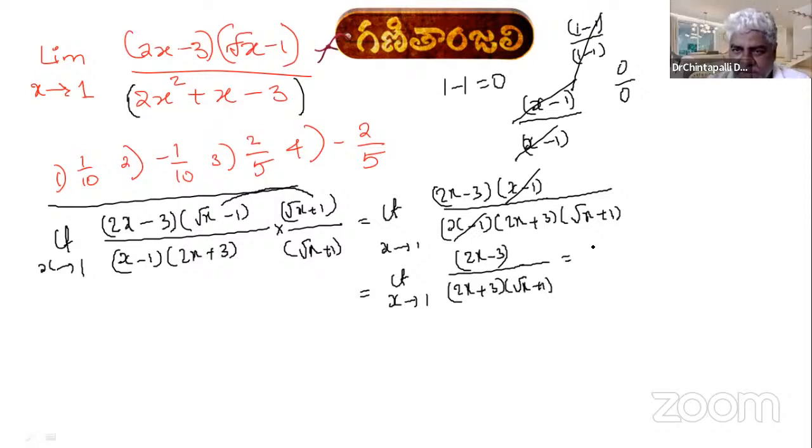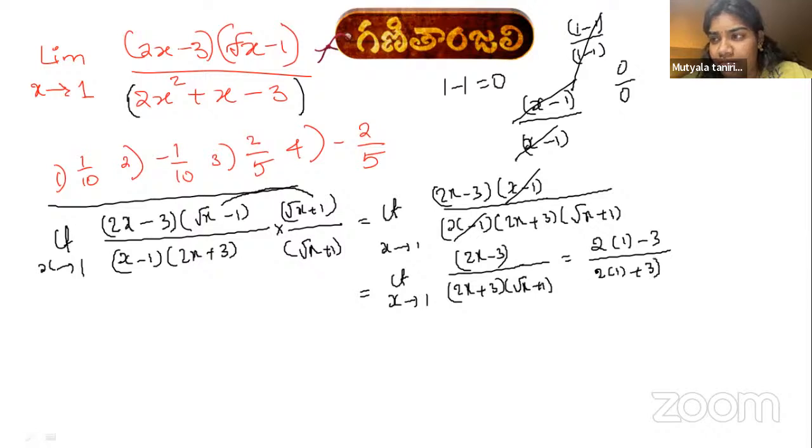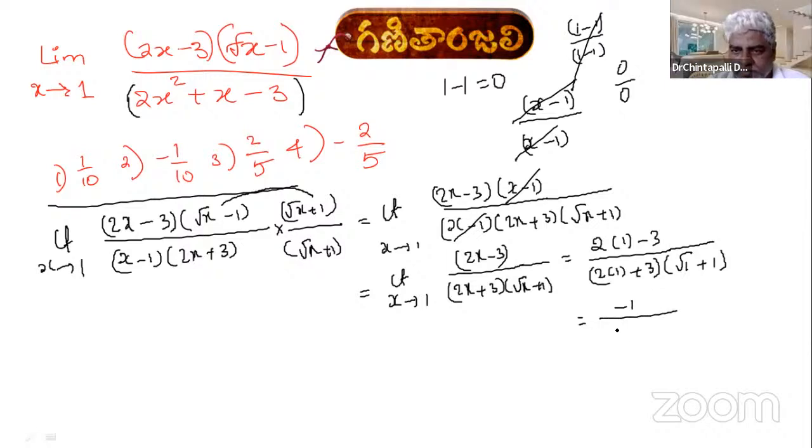2 times 1, 2 minus 3, negative 1, whole by 2 times 1 plus 3 and root 1 plus 1. That equals negative 1 whole by 5 times, 2 plus 3 is 5. What is the root 1? 1, so 1 plus 1 is 2. Negative 1 by negative 10, so option 2.